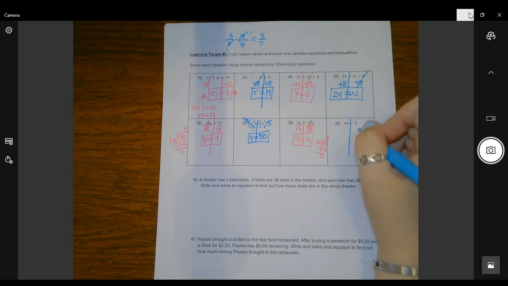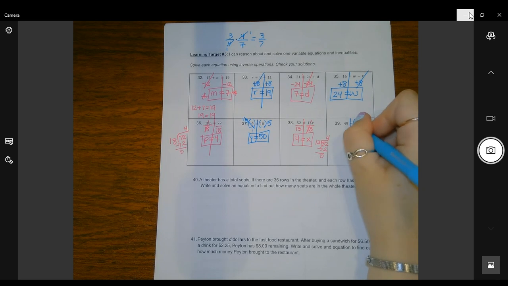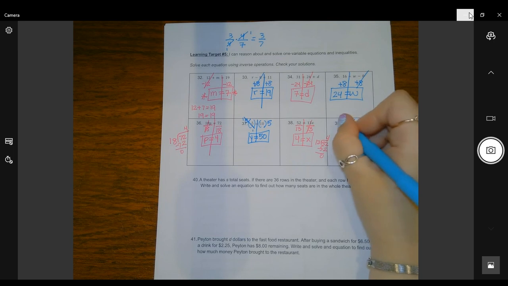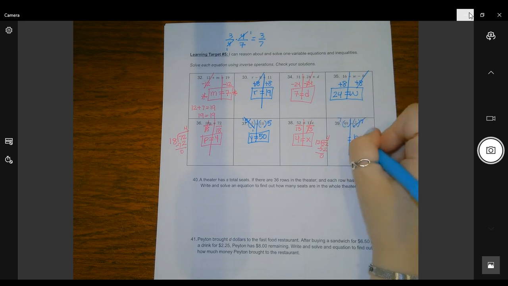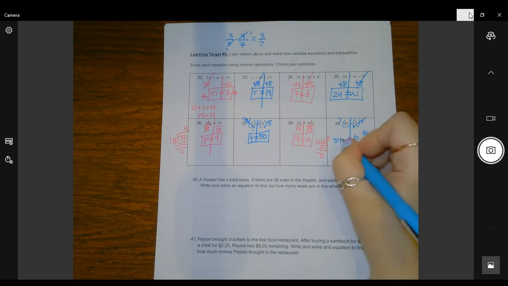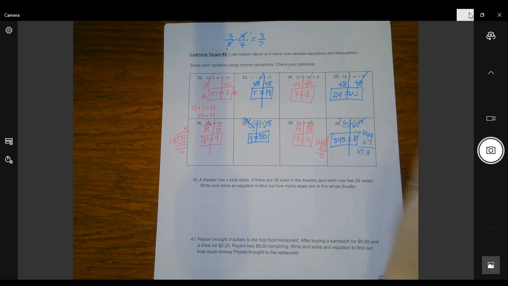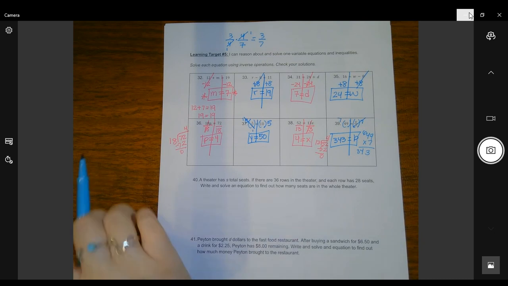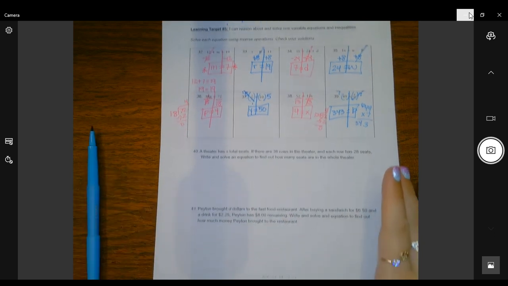Okay, and then this last one, b is being divided by 7, and the inverse of dividing is to multiply. So those cancel and become 1. 1 times b is b. And so then let's multiply this side by 7. 49 times 7, you have 63. 28, 29, 30, 31, 32, 33. Sorry, 34. So 343 is my final answer. Okay, I hope you feel pretty smart.